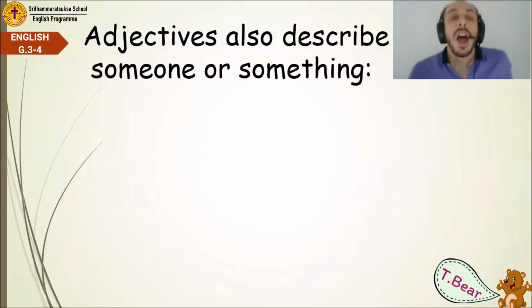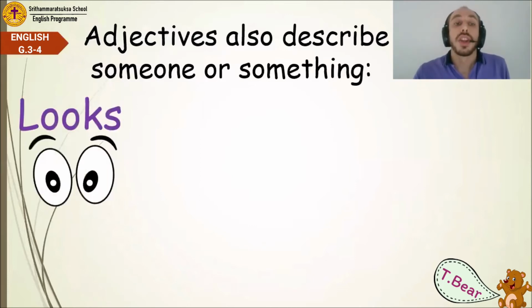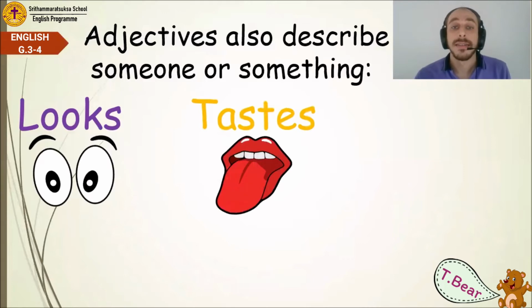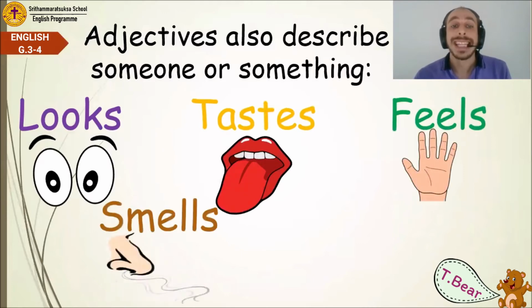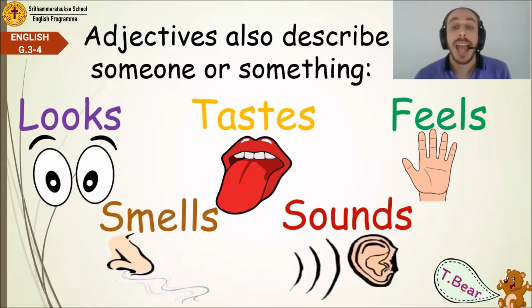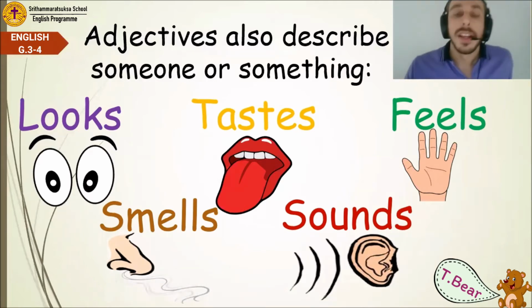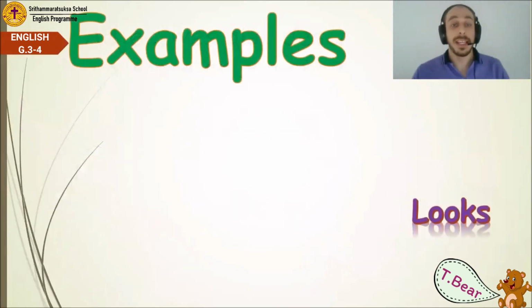Okay. Adjectives also describe how someone or something looks, tastes, feels, smells, and sounds. So we also use adjectives when talking about our senses. Okay, touch, smell, sound, and the rest. Okay, let's look at some examples of these.